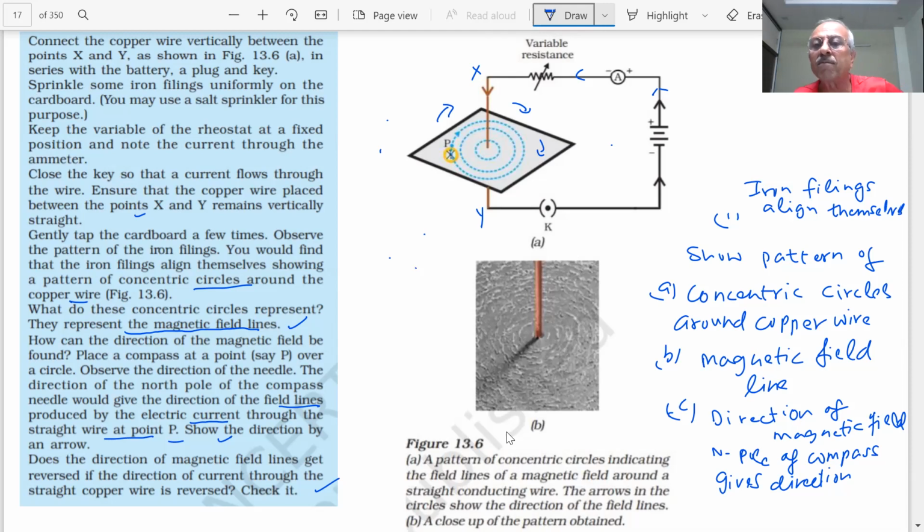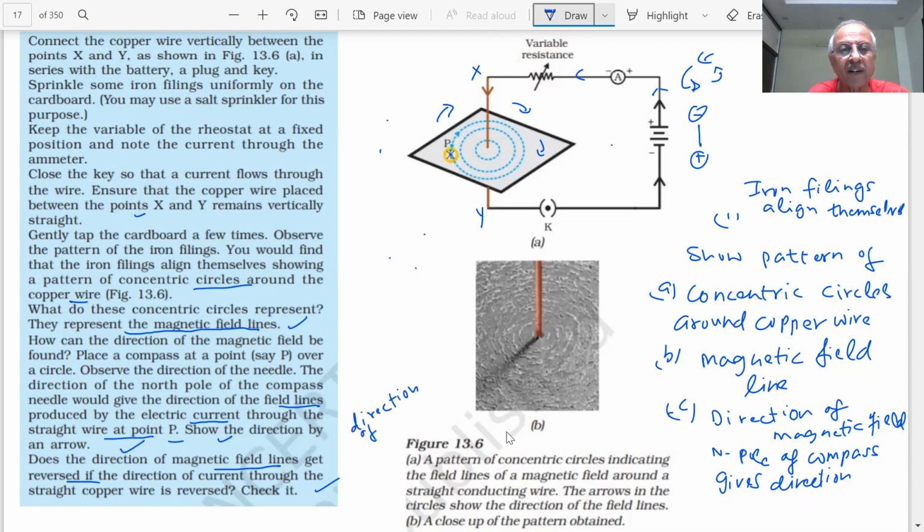What will happen if I reverse the direction of the current? What will happen to the direction of the magnetic field lines? Will they be the same? They will also reverse. If I make this negative and this part positive, then what will happen? The direction of this is clockwise. They will then reverse the direction of the field lines. This becomes anti-clockwise, this is clockwise. What happens to the magnetic field lines? The direction will get reversed.